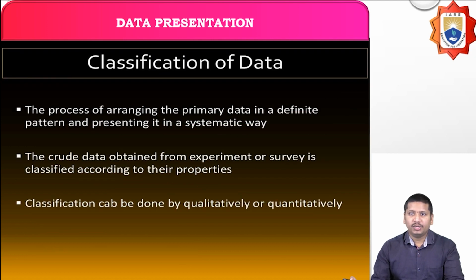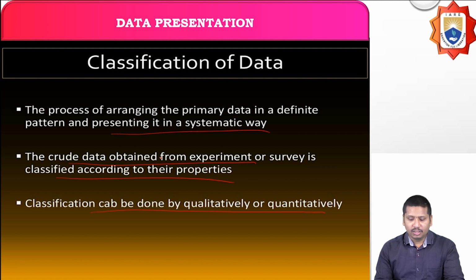Classification of the data. This is the process of arranging the primary data in a definite pattern and presenting it in a systematic way. The crude data obtained from the experiment or survey is classified according to their properties, and classification is done either qualitatively or quantitatively. So that is the classification of data.